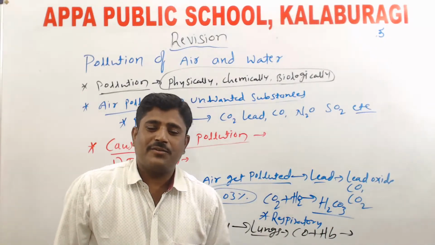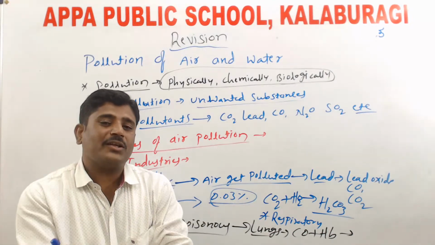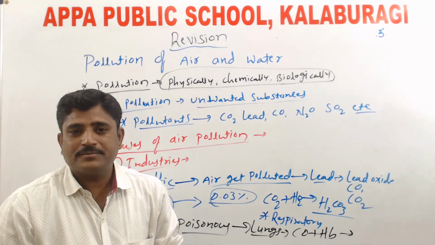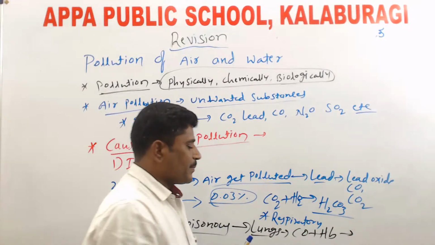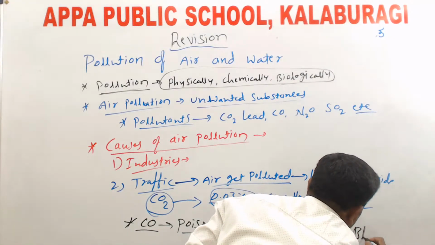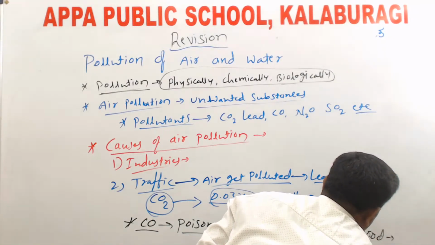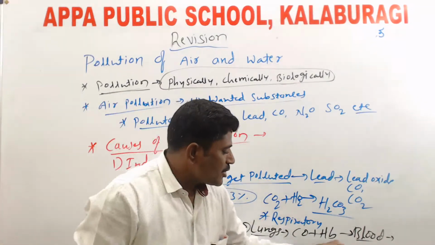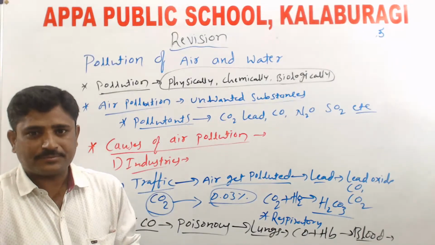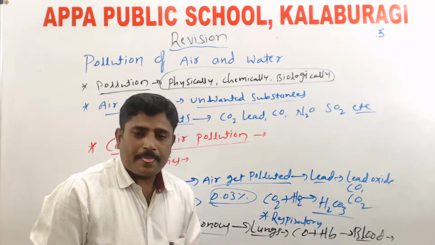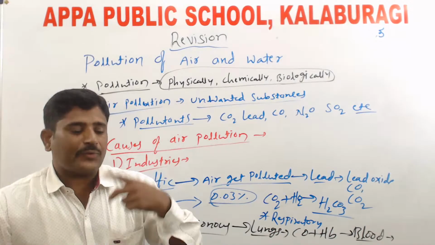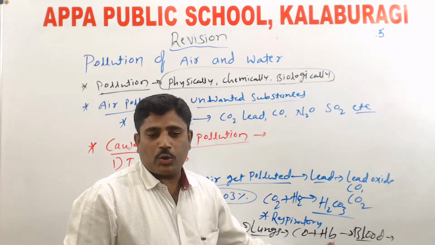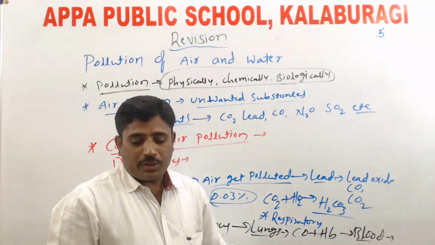What is the location of hemoglobin? Where will we get the hemoglobin? It is present in blood, which gives the red color to the blood, hemoglobin. Shortly we are going to write HB. Carbon monoxide mixed with hemoglobin, HB. What do you get as the product?